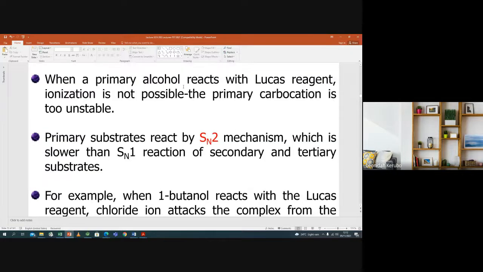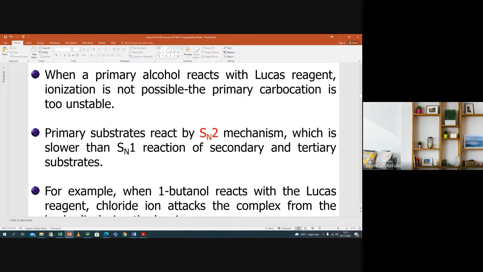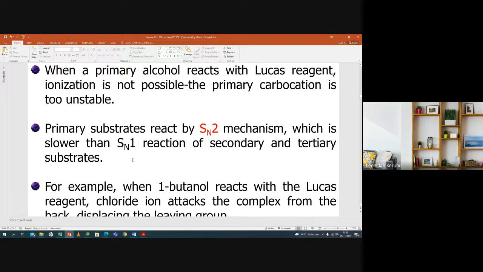So when a primary alcohol reacts with Lucas reagent, ionization is not possible. The primary carbocation is too unstable. I've already indicated that. Primary substrates react by the SN2 mechanism, which is slower than the SN1 reaction of secondary and tertiary substrates. But primary and methyl substrates can only undergo the SN2 mechanism to form the corresponding alkyl halides, because, again, methyl and primary carbocations are not stable. So the reaction can only proceed via the SN2 mechanism.